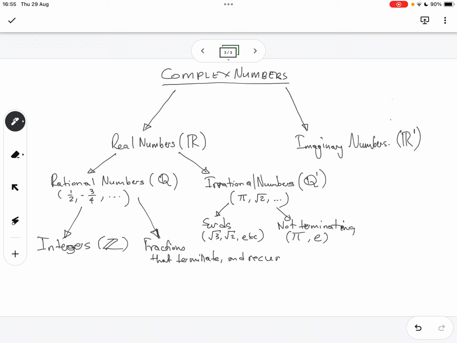Those are examples of rational numbers that are recurring. But there are ones that terminate and don't recur, like half, like a quarter, like 0.25. There are rational numbers, they are fractions, but they don't recur and they terminate. So you can do the operation of dividing the numerator by the denominator, but you'll stop somewhere. So those are fractions that terminate.